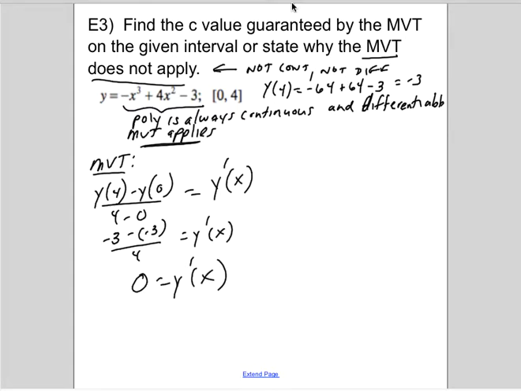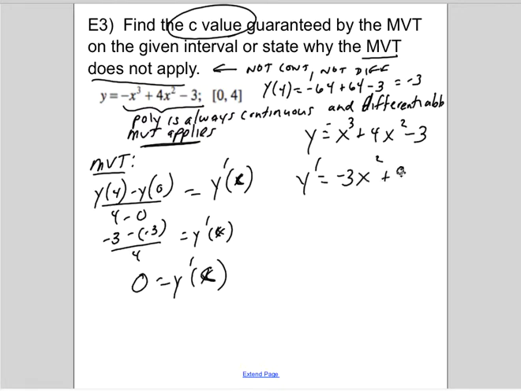Well, since you were asked to find the c value, and again, if you want to call this c, you can, I really need a formula for y prime. So I know that y is negative x cubed plus 4x squared minus 3. That means my y prime is going to be -3x squared plus 8x. So I need these two things to be equal. My y prime has to equal 0. So I set them equal and I say, cool, 0 equals this y prime.